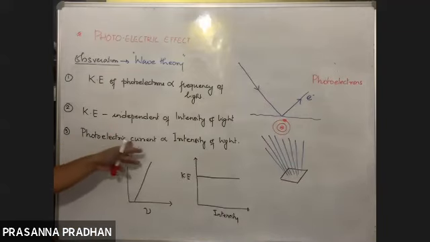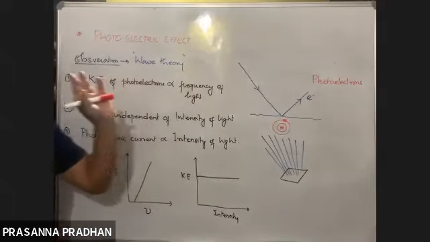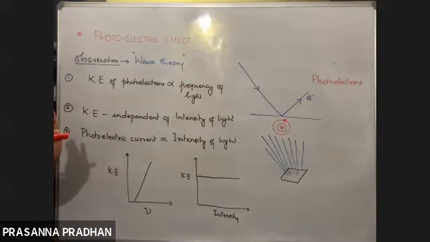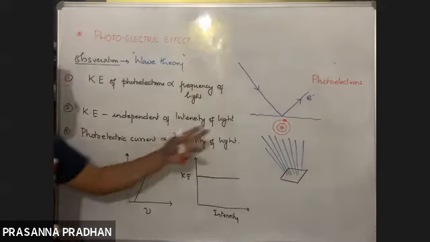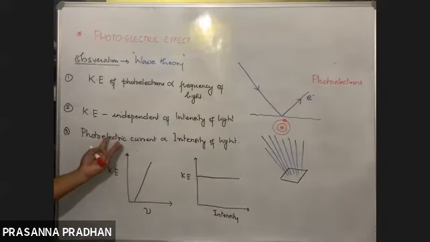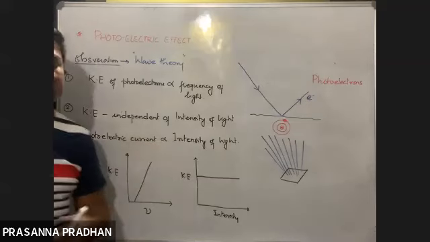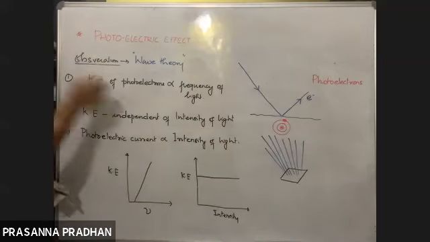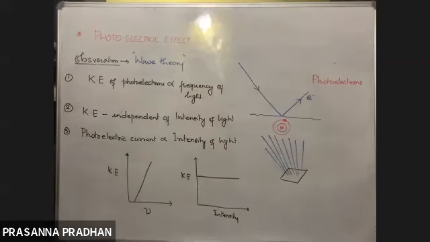Now this photoelectric current, remember, is due to the electrons being ejected. Since electrons are being ejected, there will be photoelectric current. This current will be higher if the number of electrons ejected is higher. So in other words, the number of electrons ejected is directly proportional to the intensity of light. And as I told you, these observations could not be explained by the wave theory.